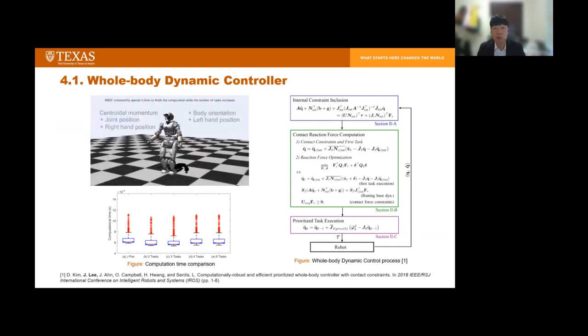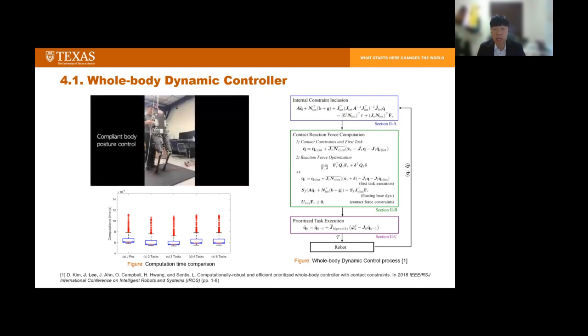The first one is the whole body dynamic controller. We combine a QP for computing contact reaction force with some projection-based methods. I implemented some simulation work and analyzed the computation time in terms of the number of tasks. The computation time is between 0.5 millisecond and 1 millisecond, which is fast enough for real-time implementation.